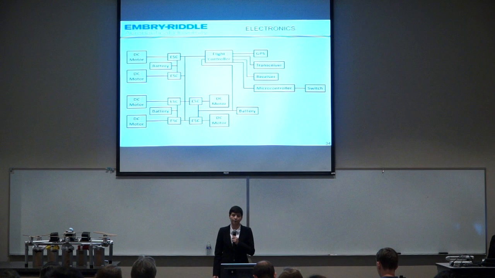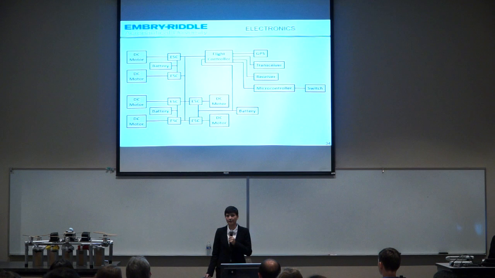As you can see, each battery will be connected to 2 ESCs, which will then be connected to 1 DC motor. Each ESC will also be connected to the flight controller so that they can get commands from the flight controller. Also connected to the flight controller will be the GPS, the transceiver, and the receiver, as well as the microcontroller, which will also be connected to the switches to control payload deployment.